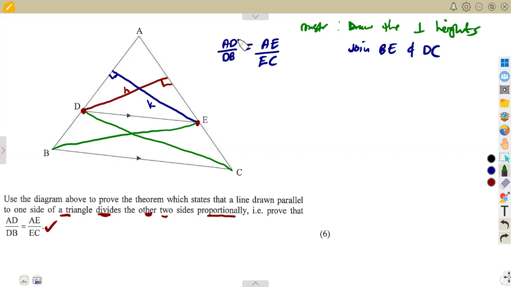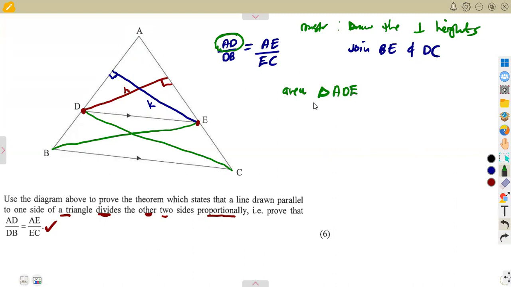You analyze here because already the ratio is given for you. So you analyze to say, in order for me to have this AD here, it means I am working with this base of AD. So which triangle is using the base of AD? It is triangle ADE. So I'm going to work with that triangle. I'm going to find the area of triangle ADE.